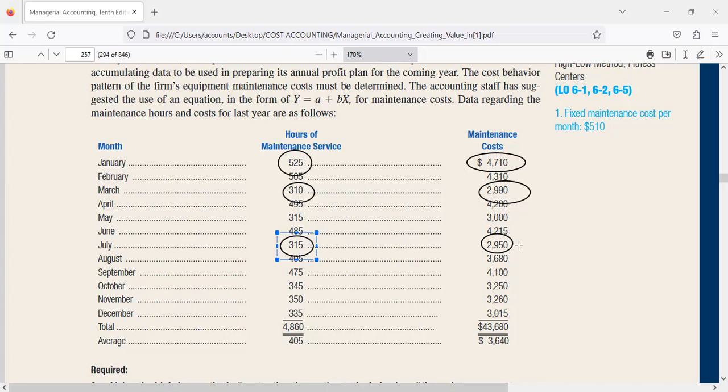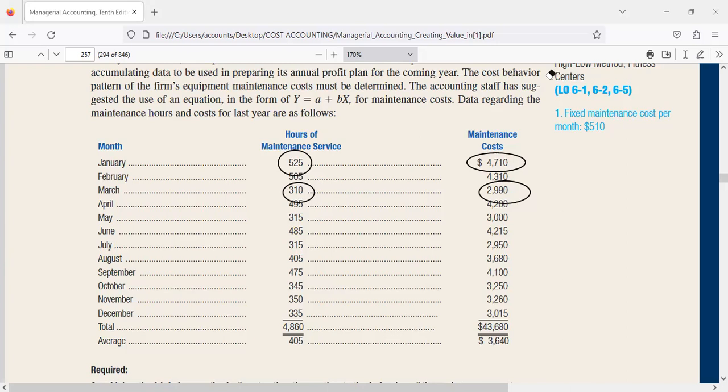So we have to look at the hours of maintenance service to get the high and low points. I'll not use the 315 or the 2,950, because my highest activity level is 525 and the lowest is 310. We use these with their corresponding maintenance costs. That's how we use the high-low method, where the highest and lowest costs do not match the highest and lowest levels of activity. So we select the highest and lowest activity levels with their corresponding costs. I'll use 525 and 310, with 4,710 as the cost at the highest activity and 2,990 as my cost at the lowest activity.